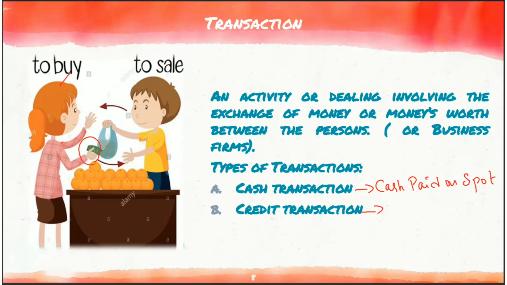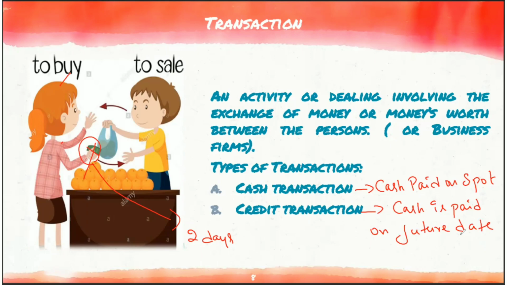If at the time of transaction she doesn't pay the cash on the spot, but says that she will pay after 2 days, or maybe 15 days, she doesn't pay the money on the spot, that type of transaction we call a credit transaction. Here cash is paid on a future date. We don't know when, but let's assume a future date, maybe after 2 months, 3 months.